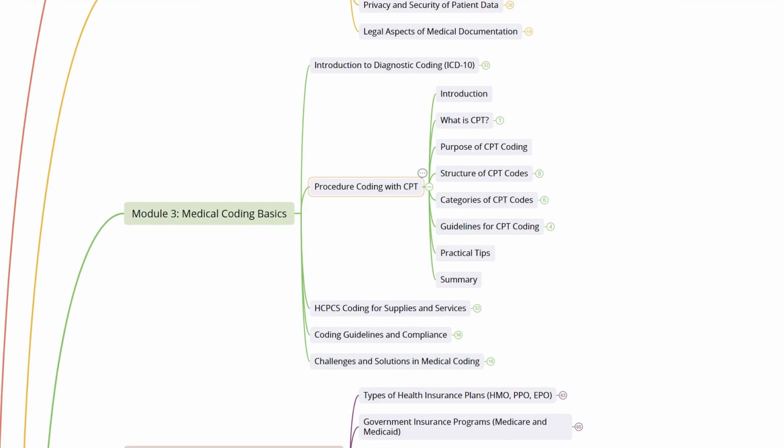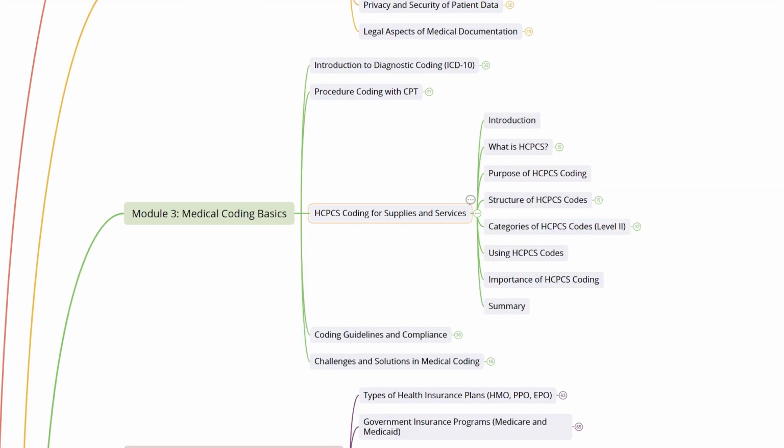Next, procedure coding with CPT. Current Procedural Terminology, also referred to as the CPT coding system, captures medical, surgical, and diagnostic procedures performed by healthcare providers. This module teaches how to select the correct CPT codes, interpret code descriptions, and utilize modifiers to reflect nuances in services.